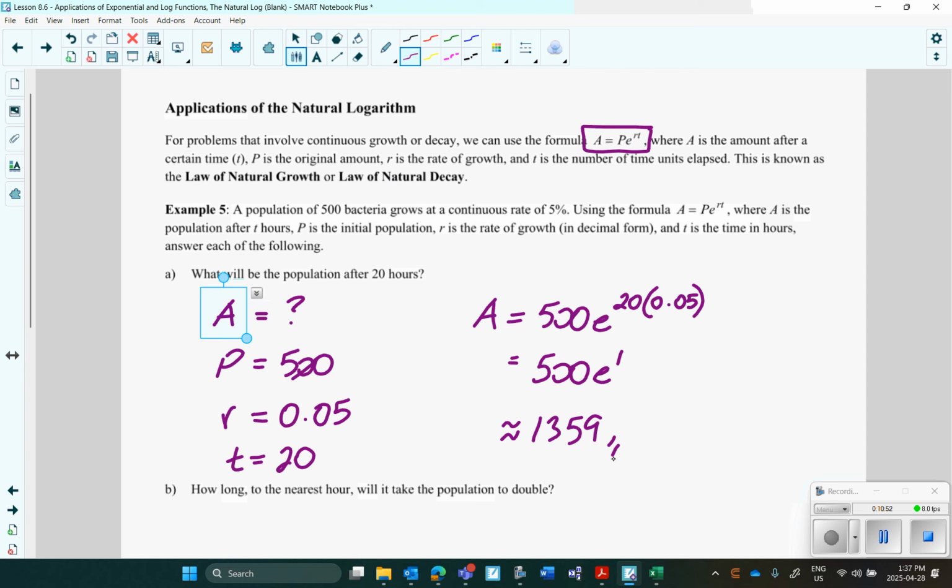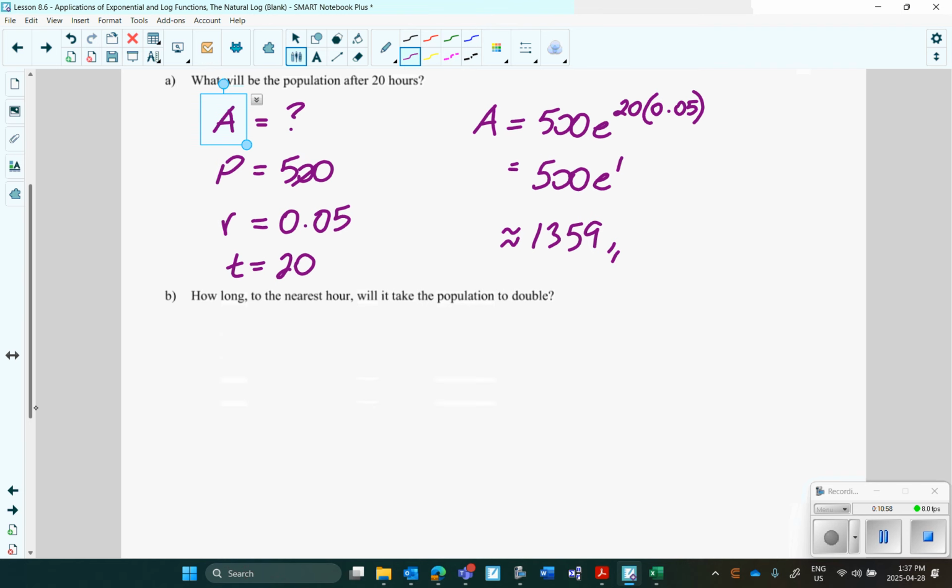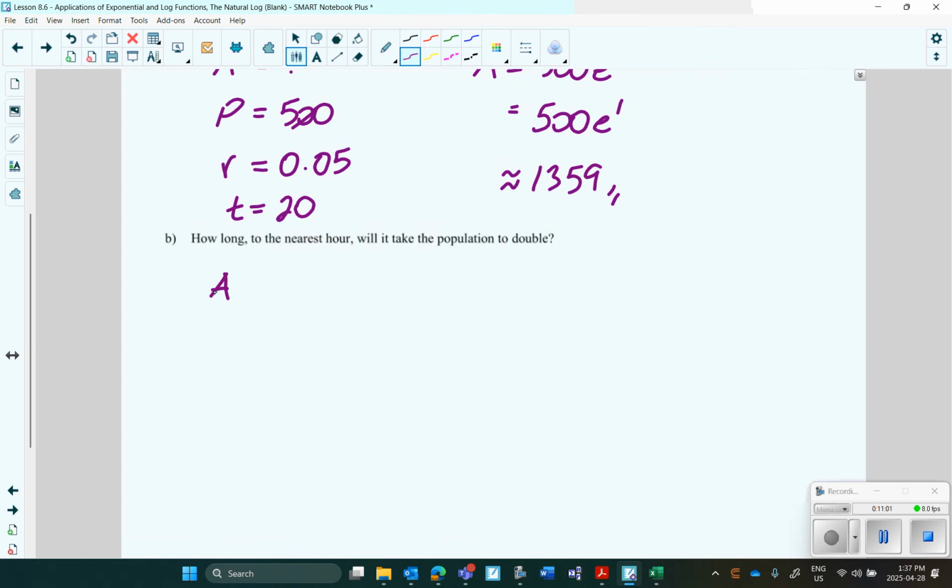Next question asks for time. So this one, A, B, R, T. Which one's the unknown this time? T. It says how long to the nearest hour. So I must know A, P, and R. Well, R is still 0.05. P is still, is it 800? 500, pardon me.